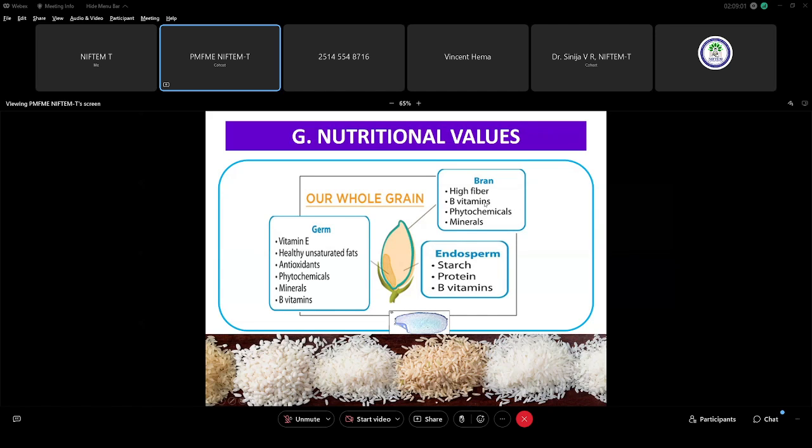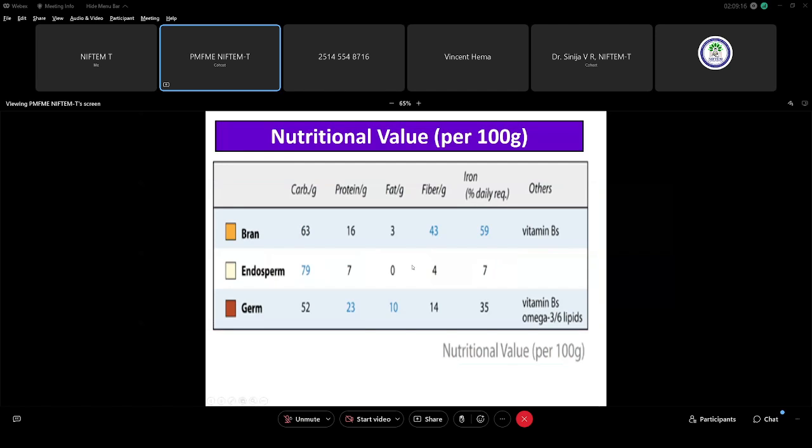Here, regarding nutritional value, you can see the germ and bran are very rich in phytochemicals and very rich in B vitamins. It has fiber content. Whereas if you take the endosperm, the starch is high and it has lesser B vitamins. So it is always better to consume rice as brown rice.